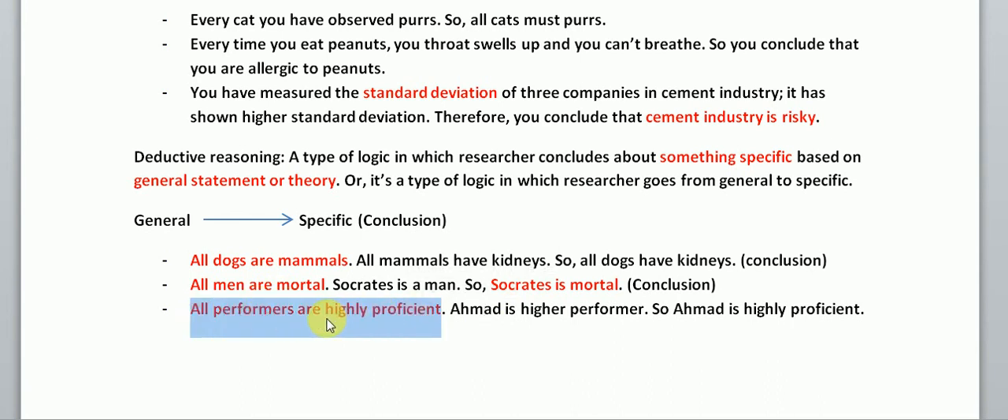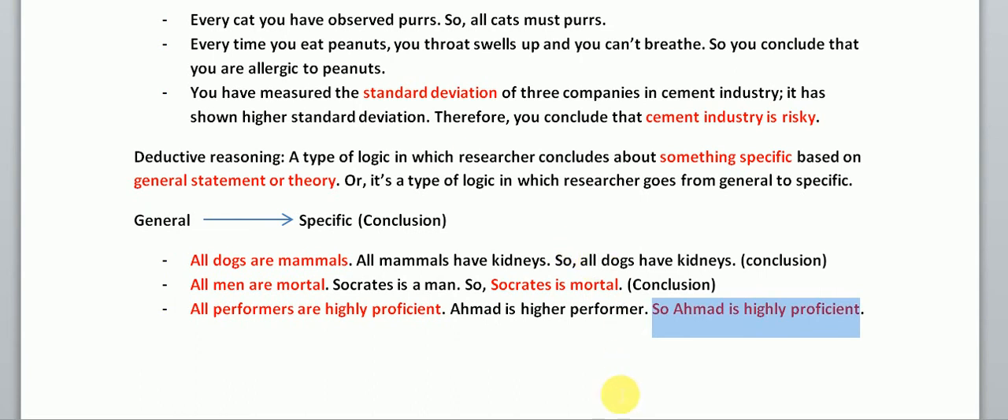You know that, for example, a research has already been conducted, and it stated that all performers are highly proficient. Now you know that Ahmad is a high performer, so Ahmad is highly proficient, and you have concluded specifically about Ahmad out of this given general statement.